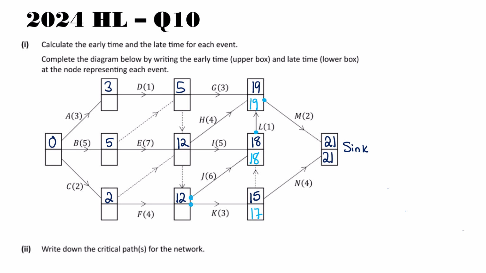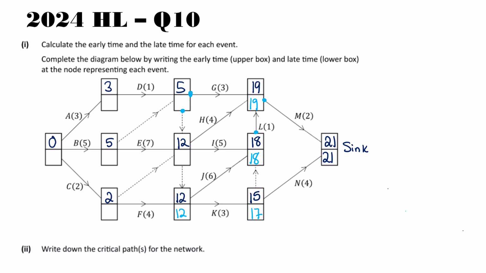Through K, it's going to give me 14. I always want the smallest. So there is my 12. The next one I'm going to look at is this one here. It has 2 coming back into it.